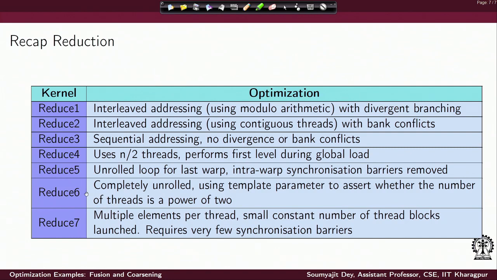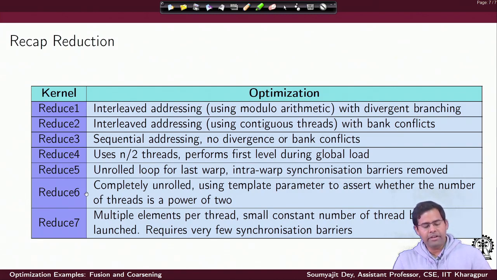Then in reduce 5, it was simple, you just unrolled the last warp for reduction. In reduce 6, we completely unrolled. So, these, 5 and 6, are more or less optimizations where you remove the loop overheads and you remove the synchronization overheads, specifically in reduce 5, right. Reduce 6 completely removes the loop overheads. But what happens in reduce 7?